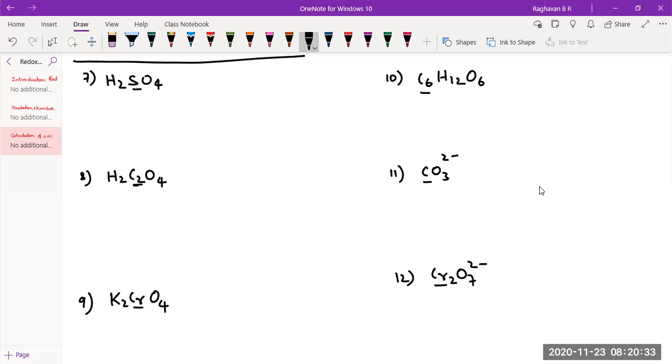Sir, any non-metal in combination with oxygen will take a positive oxidation number. Metal will always be positive. Leaving metal, sir, if there is a non-metal and non-metal combination with oxygen, oxygen will always be negative except with fluorine. So the other non-metal will always be positive. Correct.